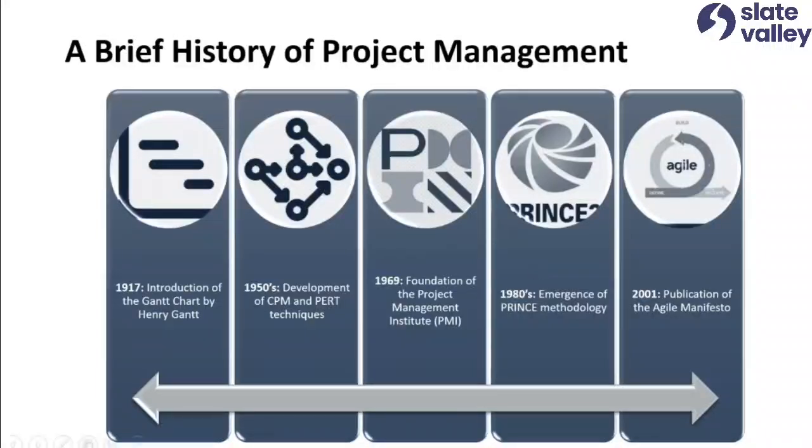And very recently, in 2001, the Agile Manifesto was published. A group of project managers decided that the project management methodology should evolve, because the market and the industries are evolving faster. So the projects must be delivered faster. And that's why the Agile Manifesto came in 2001.